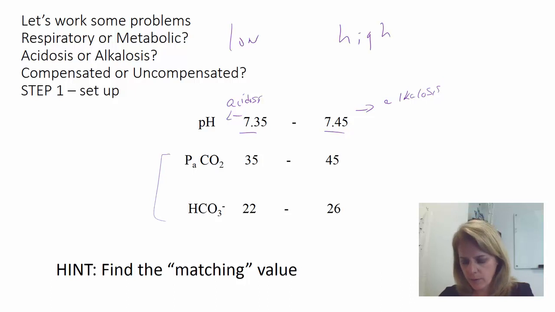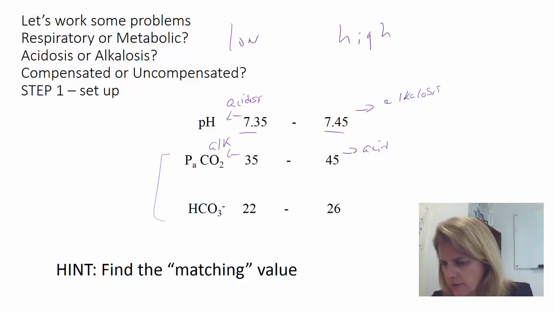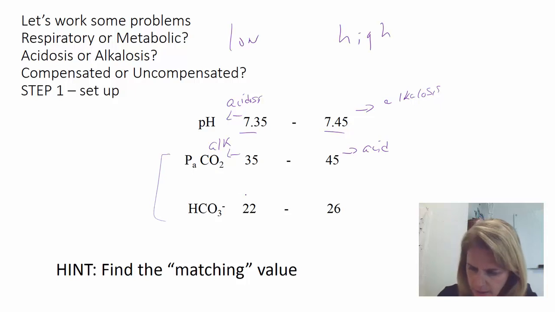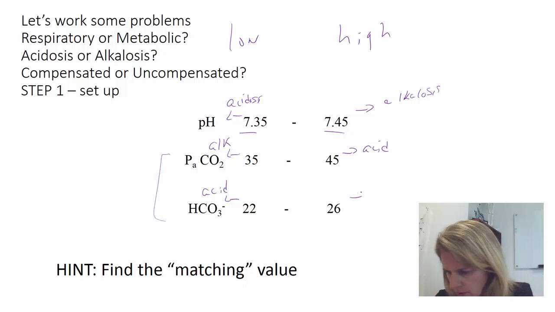If your CO2 level is too low, you're in alkalosis. If it's too high, you're in acidosis. If your bicarbonate level is too low, you're in acidosis, and if it's too high, you're in alkalosis. I always start with that. I set up my cheat sheet on my test.